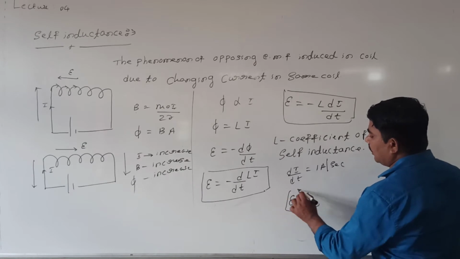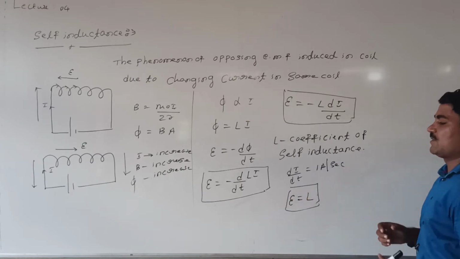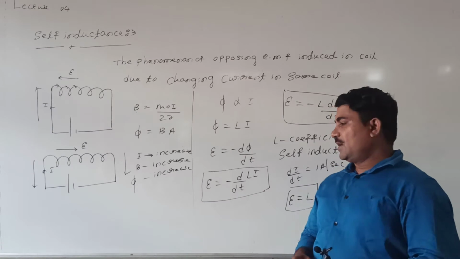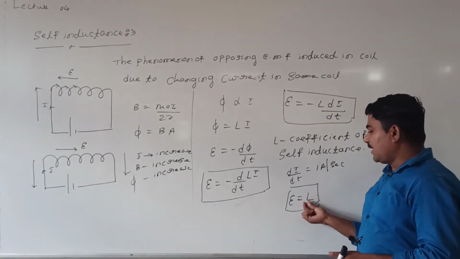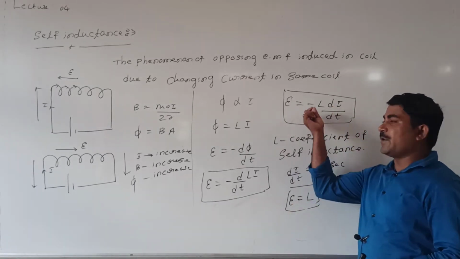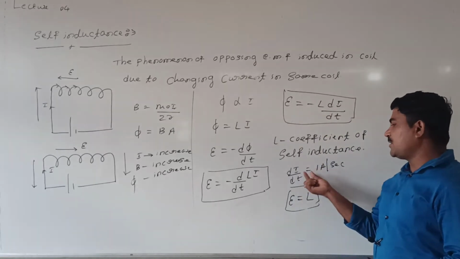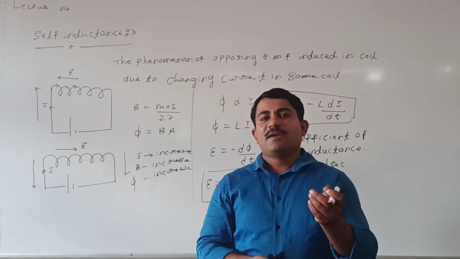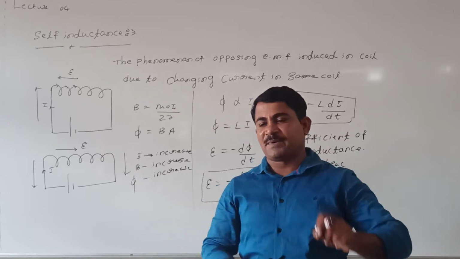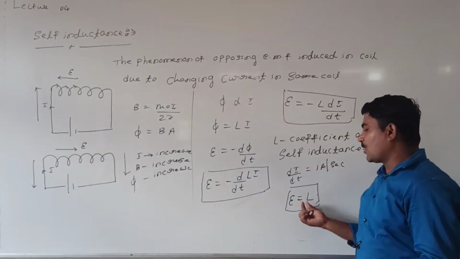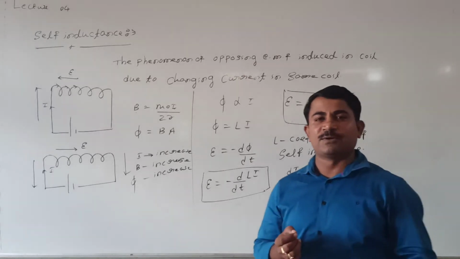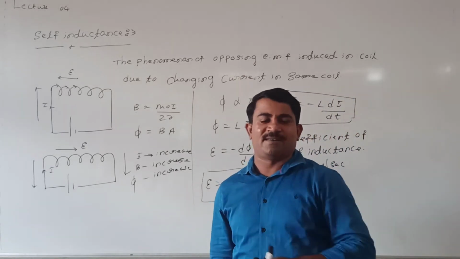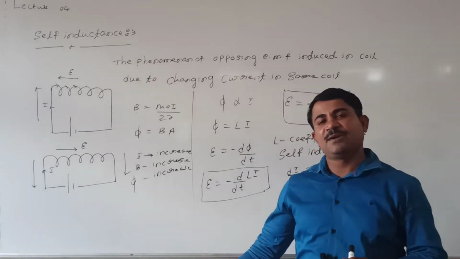From this, what is meant by the self-inductance of the coil? The self-inductance of the coil is equal to the EMF induced in the coil if the current changes at the rate of 1 ampere per second. I mean, if the current changes by 1 ampere per second, the coefficient of self-inductance is equal to the EMF induced in the coil. This we call the coefficient of self-inductance.